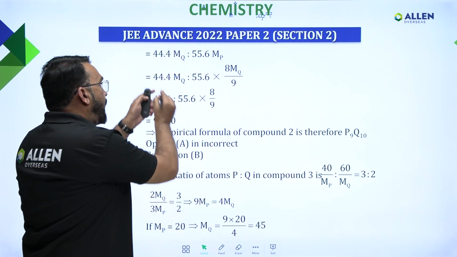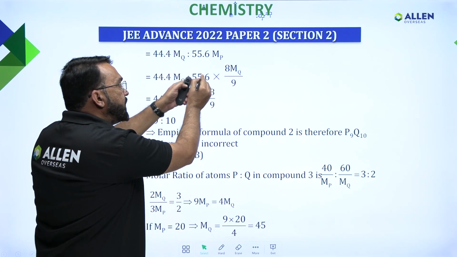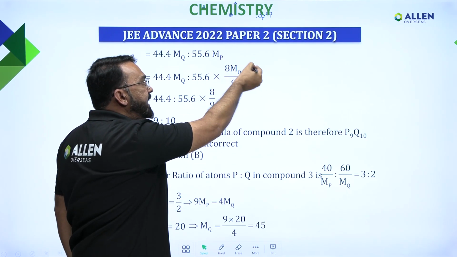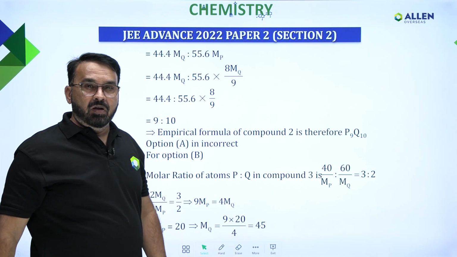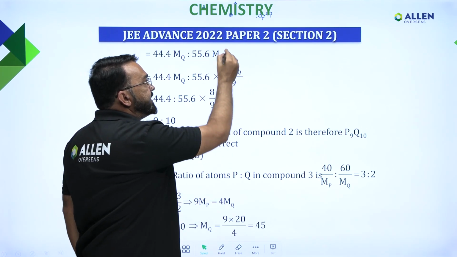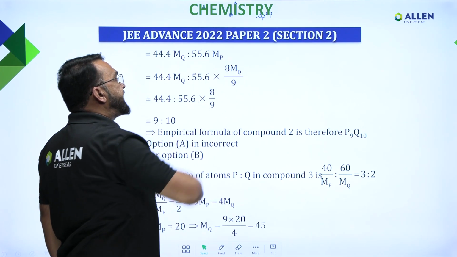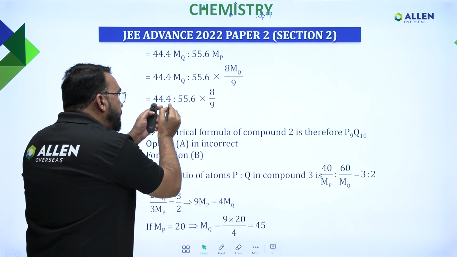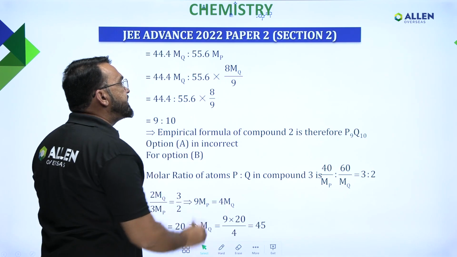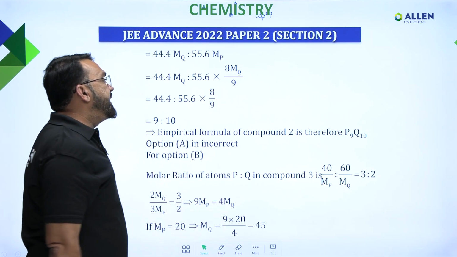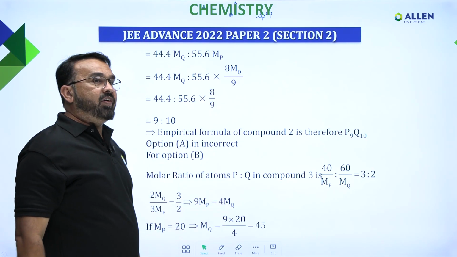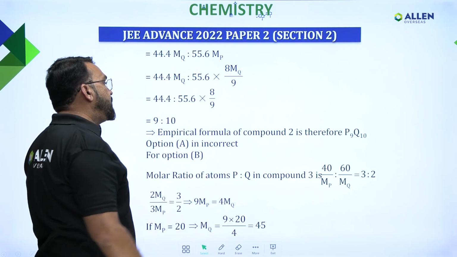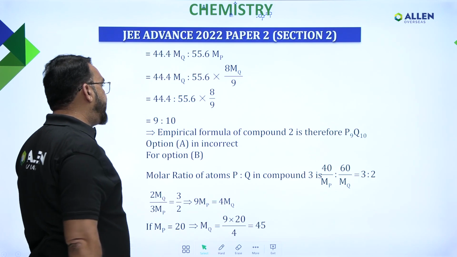Okay, so 44.4 MQ is to 55.6 into, in place of MP, I am writing 8 MQ by 9. Okay, 8 MQ by 9 is MP. So MQ gets cancelled. When MQ gets cancelled, what remains? 44.4 is to 55.6 into 8 by 9. Okay, students, when you simplify this, you will get 9 is to 10.